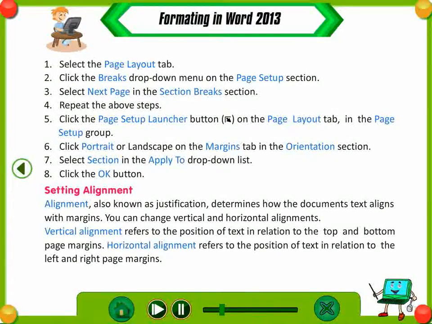Setting alignment. Alignment, also known as justification, determines how the document's text aligns with margins. You can change vertical and horizontal alignments. Vertical alignment refers to the position of text in relation to the top and bottom page margins. Horizontal alignment refers to the position of text in relation to the left and right page margins.